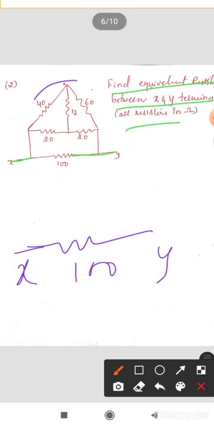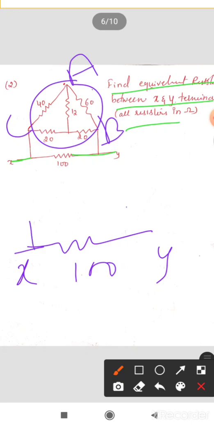For the upper part, I'll mark these points as A, B and C for the time being. Observe this: whatever 40 ohm is there, it will be like this, and 60 ohm. Whatever is here, 12, 20, 20 ohm, those are all star connected. Am I right? Those three are star connected.